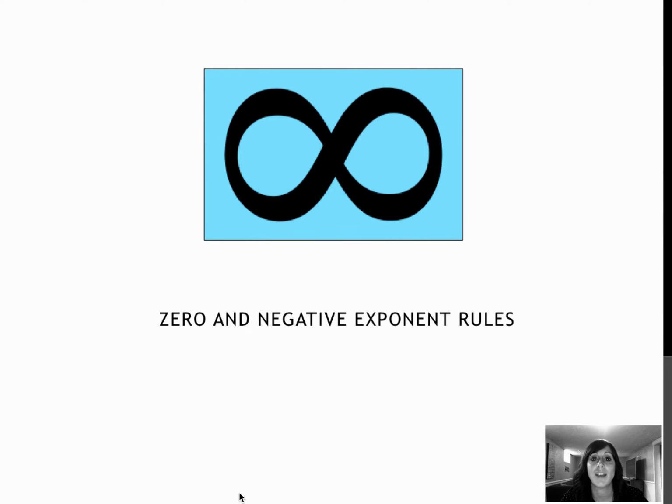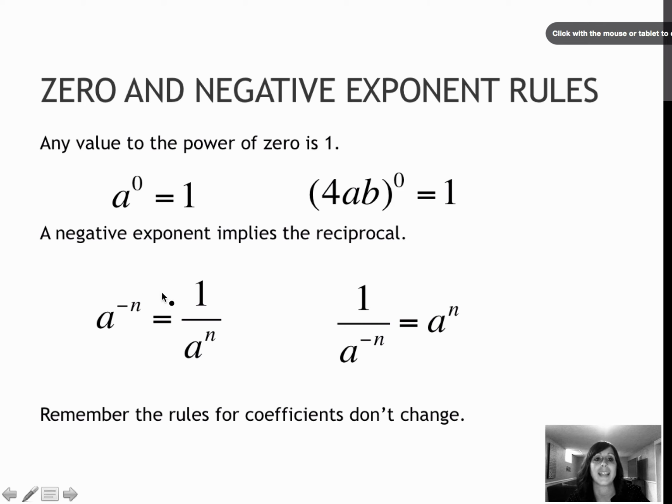These are the 0 and negative exponent rules. The 0 exponent rule says anything to the power of 0 is 1. So a to the 0 is 1. This whole mess to the 0 is 1.